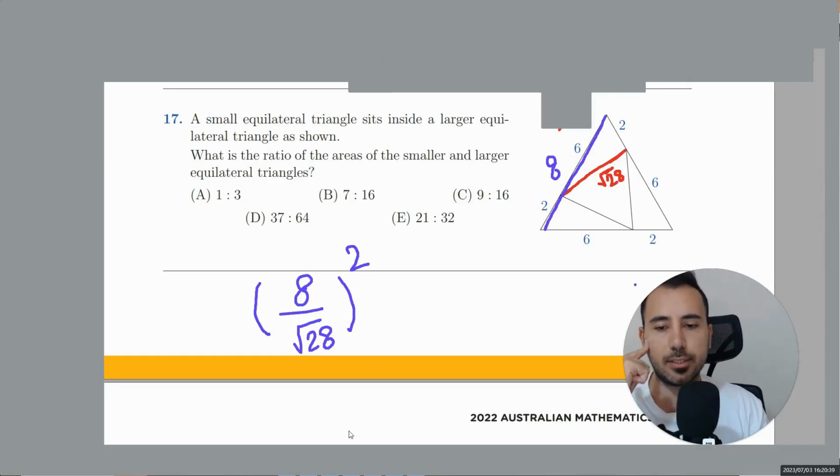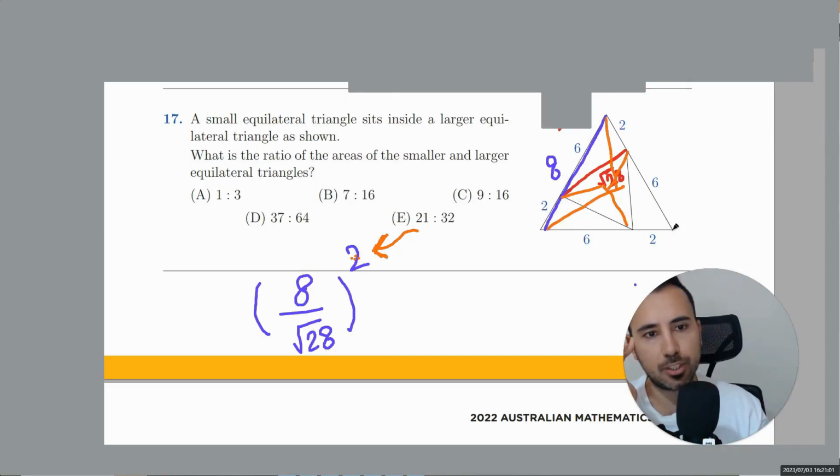But where does square come from? It's because we're trying to find areas. These are lines, but the ratio of areas, that's why area gets a square. If they were 3D shapes like this, and they all had volume, like the next question that is coming up, then instead of this 2, you would have to put 3, because we're dealing with volume, not areas.